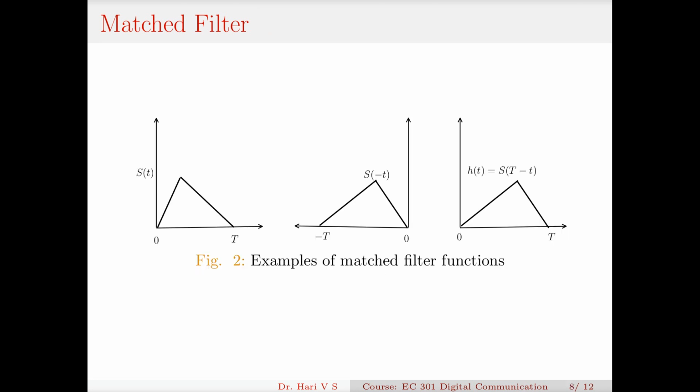So let us see one example. Suppose your incoming signal is of this shape, say s(t) is this shape. Then what should be my h(t)? It should be s(T minus t). You know that s(minus t) will look like this. What is my receiver filter? How can I receive properly if my h(t) is s(T minus t)?